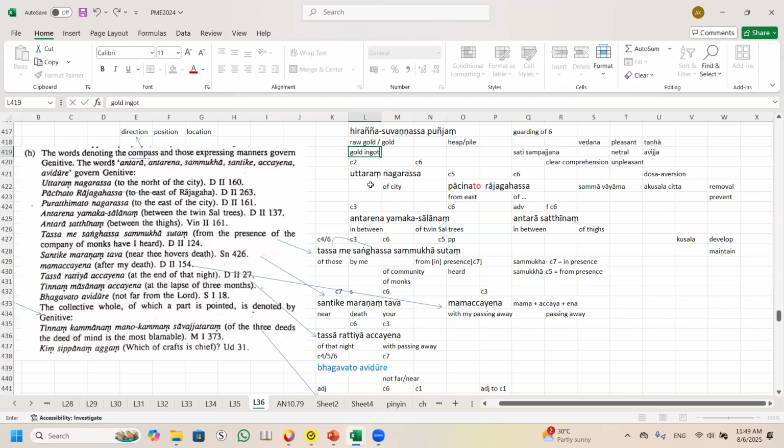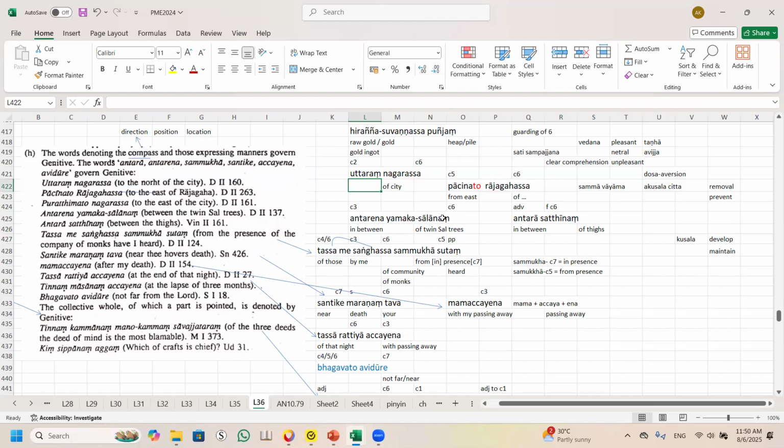This is the other one. Can you see the word Uttara? Uttara is north. So this is the north of the city. See here? North of the city. Okay, now here is another one. Pacchimato. Then this is Rajagaha. So from this one you take here, this is appellative: from the east of Rajagaha. No problem.